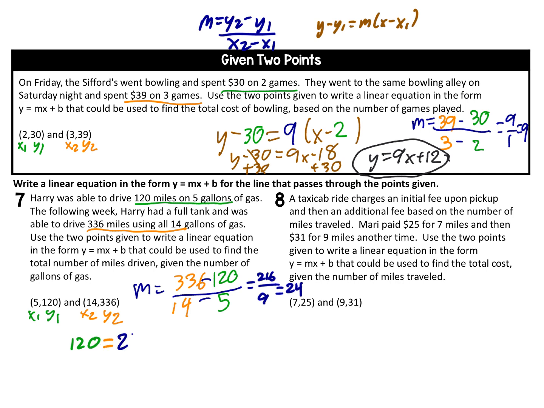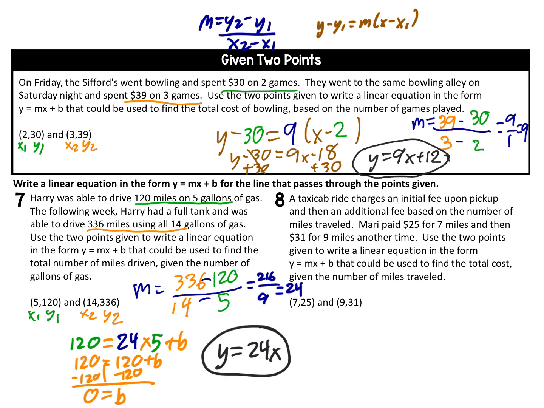To find the y-intercept, I'm actually going to try doing the same thing we did when we looked at a table. So plug in 5 for our x and 120 for our y and 24 for our slope. We then have 120 equals 24 times 5 plus b, and 24 times 5 is 120. So that means that when we move our 120 to the other side, we have to subtract it, and we will end up with b equals 0. Our equation is then y equals 24x.